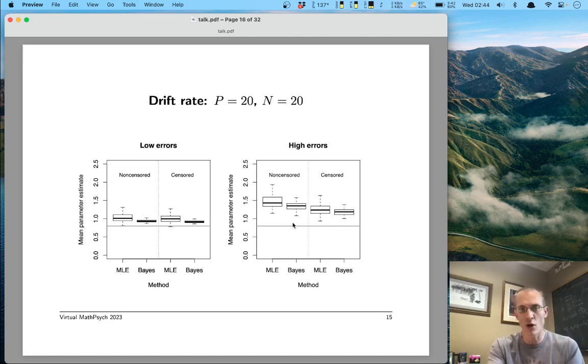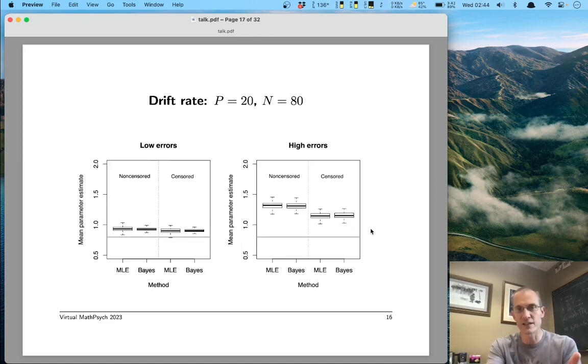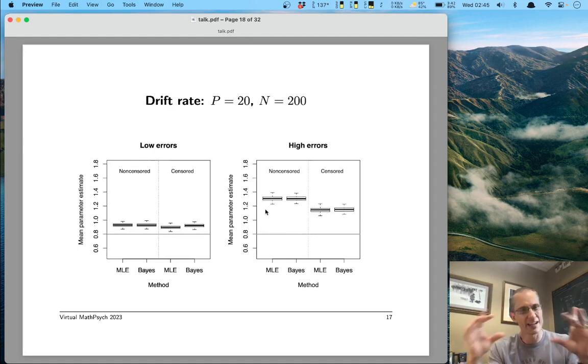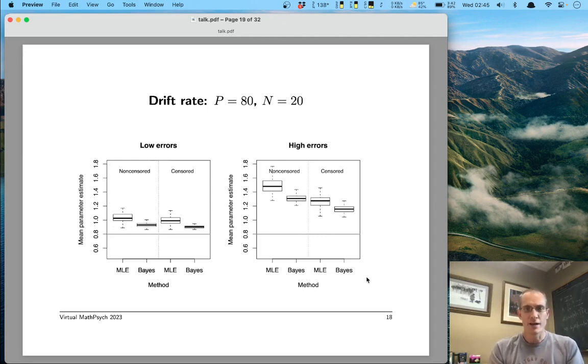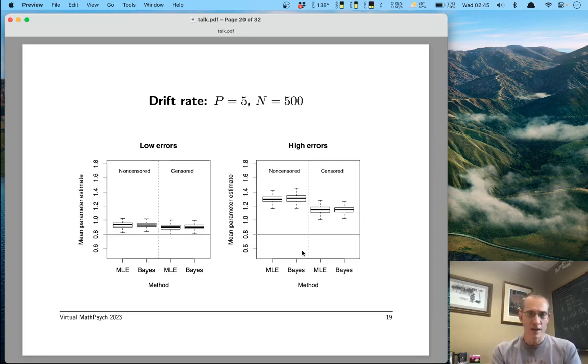So the gray line is the target value. And so with a small number of participants, small number of trials, we increase the number of trials. Notice, especially in the high error case, the censored version is getting closer to the actual target than the non-censored. Notice they're getting certainly crisper, to where you can't really tell the difference between Bayes and MLE anymore. Now, when we go to a higher number of participants but small trials, again, Bayesian inference gives you much better precision on your estimates and certainly more accurate in this case. And even so, censored gives you more accuracy than non-censored.